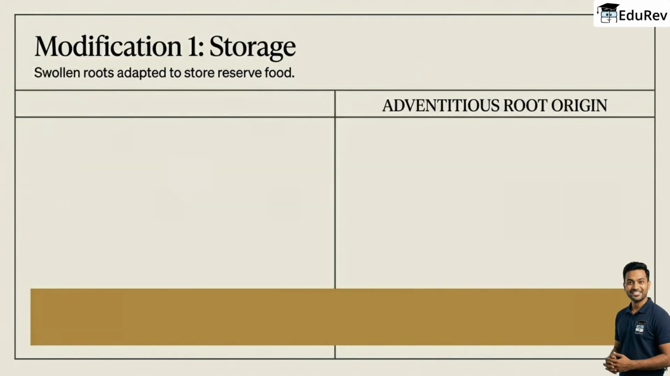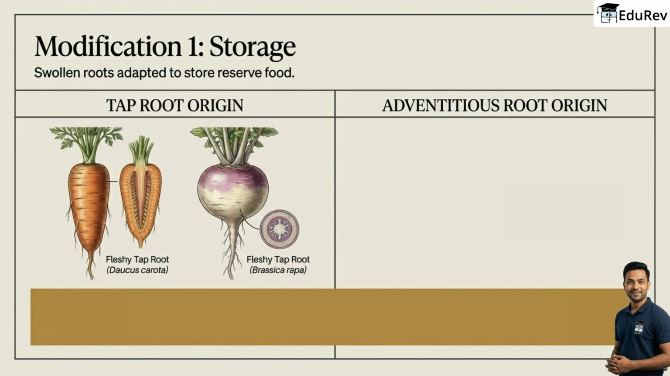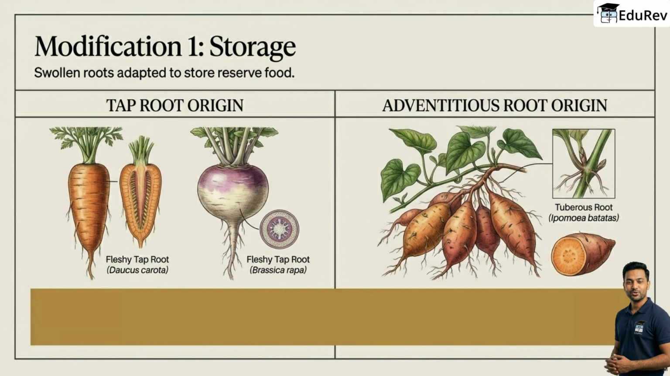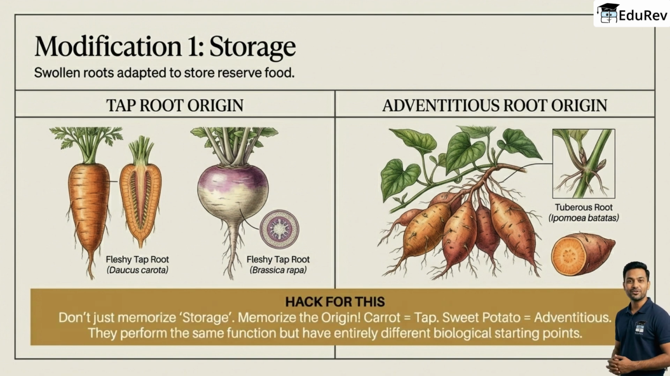Storage roots are a classic example of modification by origin. In taproots, carrot and radish type forms store food in the main root, while in adventitious roots, sweet potato is the familiar example. The key exam point is not only the storage function, but the origin. Carrot is a taproot storage form, whereas sweet potato is an adventitious root storage form. That difference is frequently used to test whether you are memorizing function only or understanding the biological source of the structure.